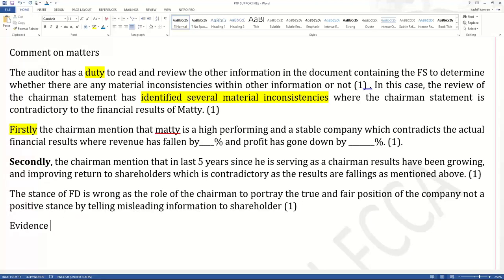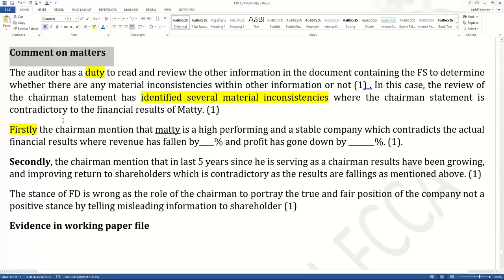And then you put the heading evidence in working paper file and you write a couple of evidences. So if you can just write like 3 matters or 4 matters and you can write 1 evidence in the working paper file, that's even fine. But never write 0 evidence in working paper file. So you can reduce the number of matters above and make space for evidence in working paper file. Is that clear to all of you? So are you understanding the way to write comment on the matters? You need to be within the case study. You need to involve yourself within the case study and go down with it.